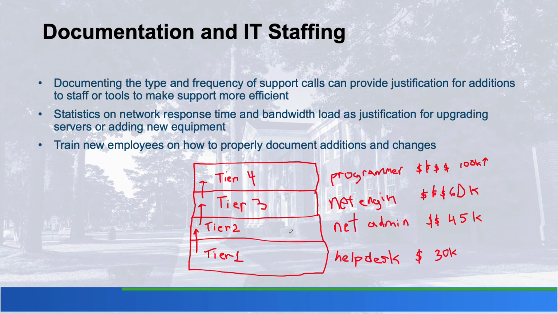I always remember to train new employees on how to properly document additions and changes to the network. That would be like an introduction to this help desk software. And what you can do in the help desk software is require certain things. Like you can require the serial number of the computer. You can require them to put what version of operating system they're running. So that once you require things like that, you can start to build statistics on it.